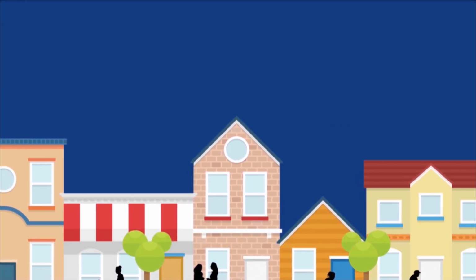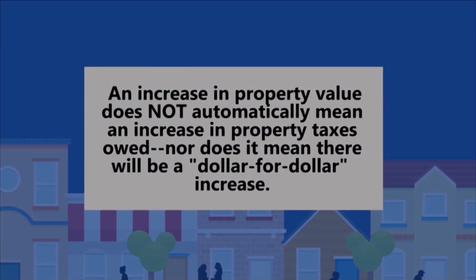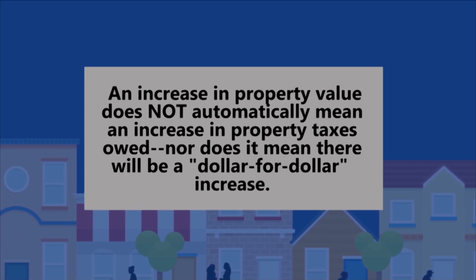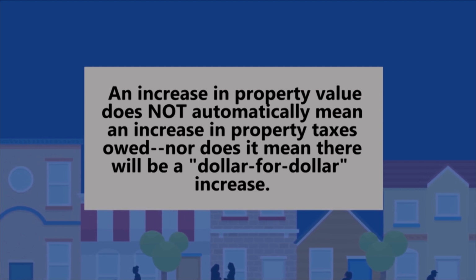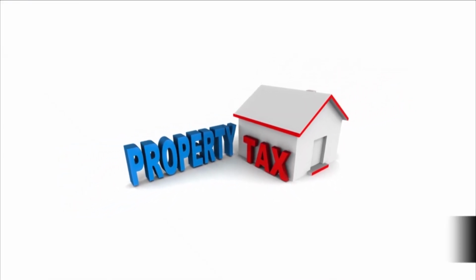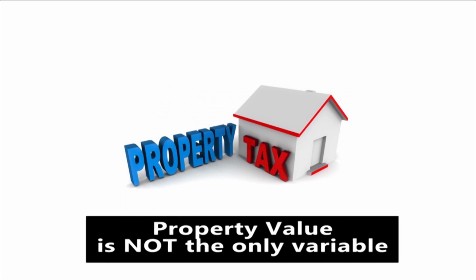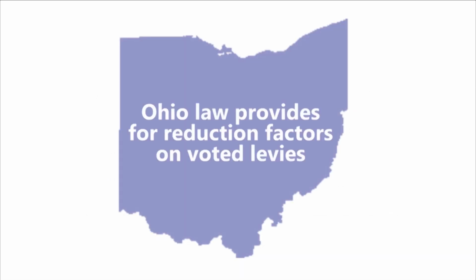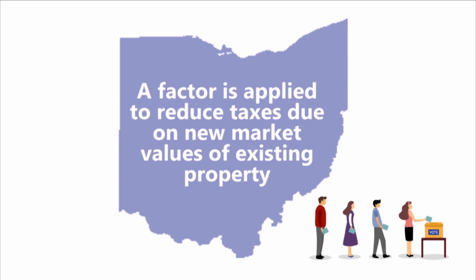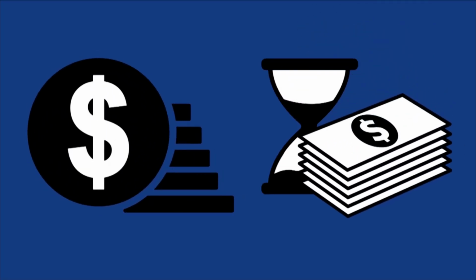Now, it's really important to keep in mind that an increase in property value does not automatically mean an increase in property taxes owed, nor does it mean there will be a dollar-for-dollar increase. While property value is part of the formula for calculating property tax, it is not the only variable. For example, Ohio law provides for reduction factors for voted levies. This means that a factor is applied to reduce the taxes due on new market values of existing property, so that the entity will receive the same revenue that was received in the prior year.